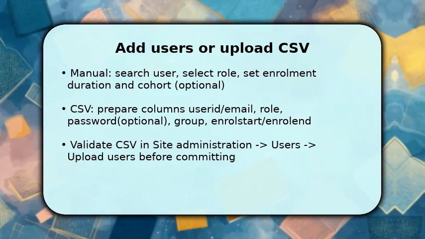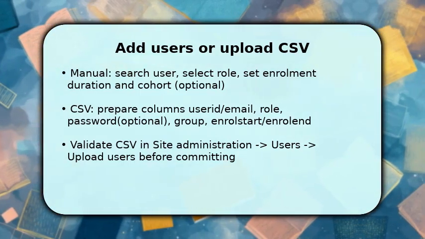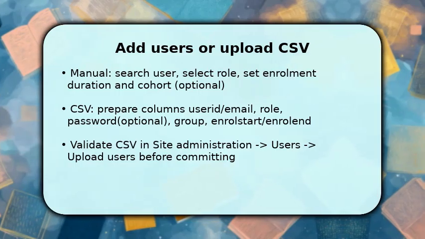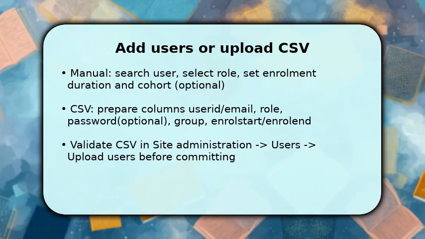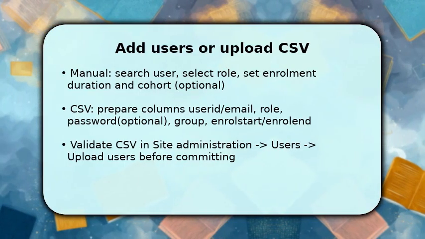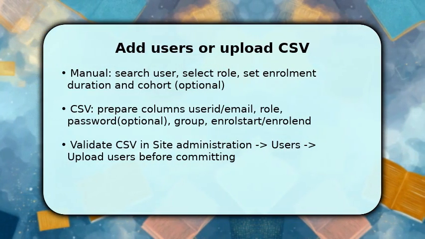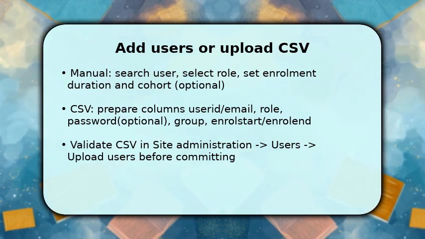For many students, prepare a CSV with userid/email and role, plus optional group and enrollment dates. Save as UTF-8. Once your CSV is ready, go to Site Administration, Users, upload users to validate the file, preview rows, map fields, and fix any errors the validator shows. This prevents mismatches and duplicate accounts from being created.